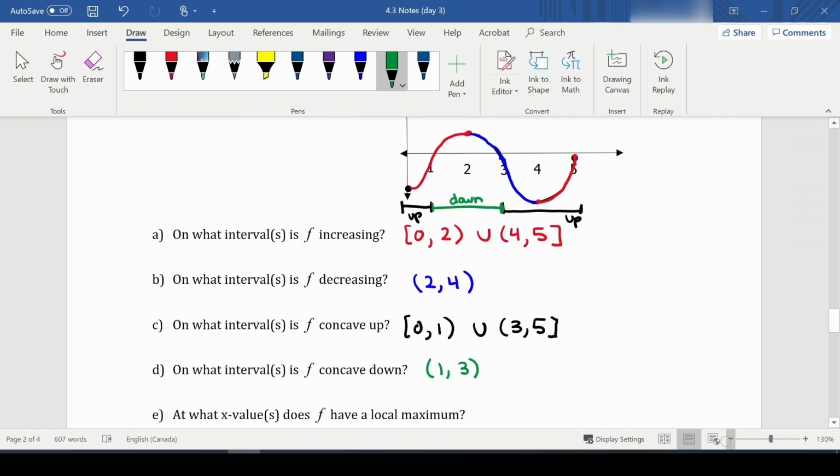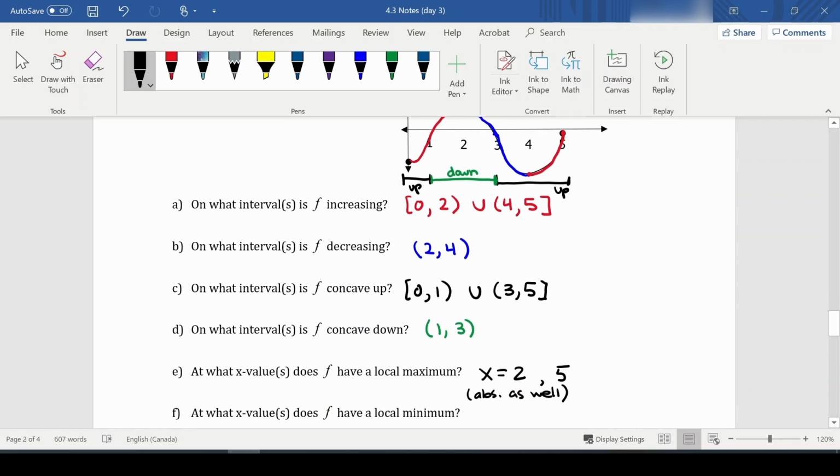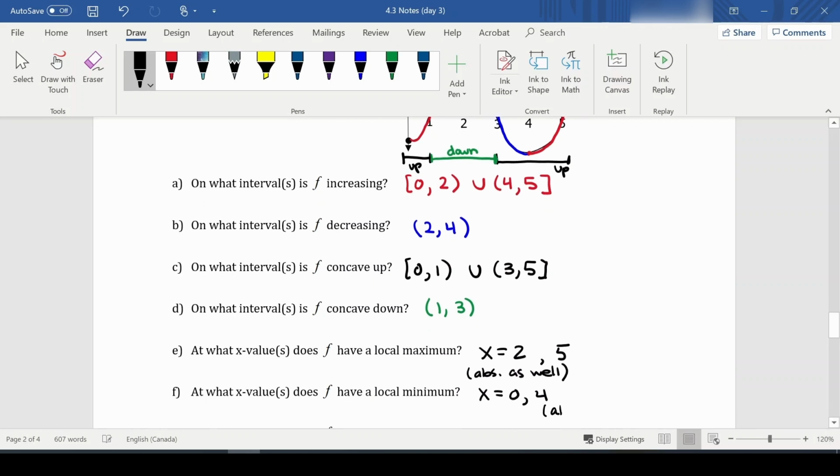Now the next one's asking, where do I have a local maximum? So where does it look like I have a high point relative to the points around? Well, hopefully we can see that x equals 2 would be one. Okay, that's actually my absolute maximum as well. And then hopefully we can also see that the point at x equals 5 is higher than the surrounding points. So that one is also local. Okay. Local minimum, what is minimum compared to the points around it? This would be 0 and 4. And 4 also looks like it is probably also our absolute. We weren't asked for that, but we can include that here.